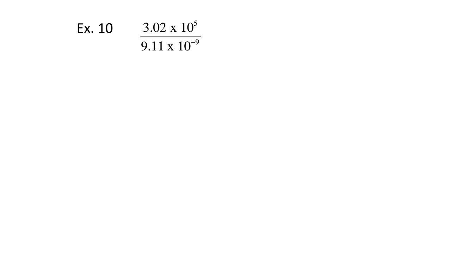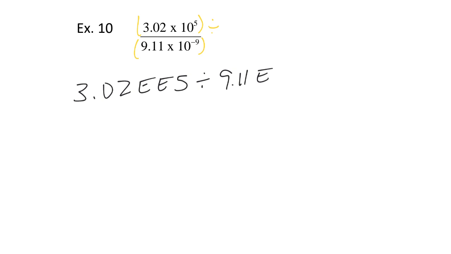Okay, now the last one. 3.02 times 10 to the fifth divided by 9.11 times 10 to the negative ninth. Once again, if you don't have the EE button, make sure you are doing the parentheses. But if you do have the EE button, we're just going to do 3.02 EE5 divided by 9.11 EE negative 9.